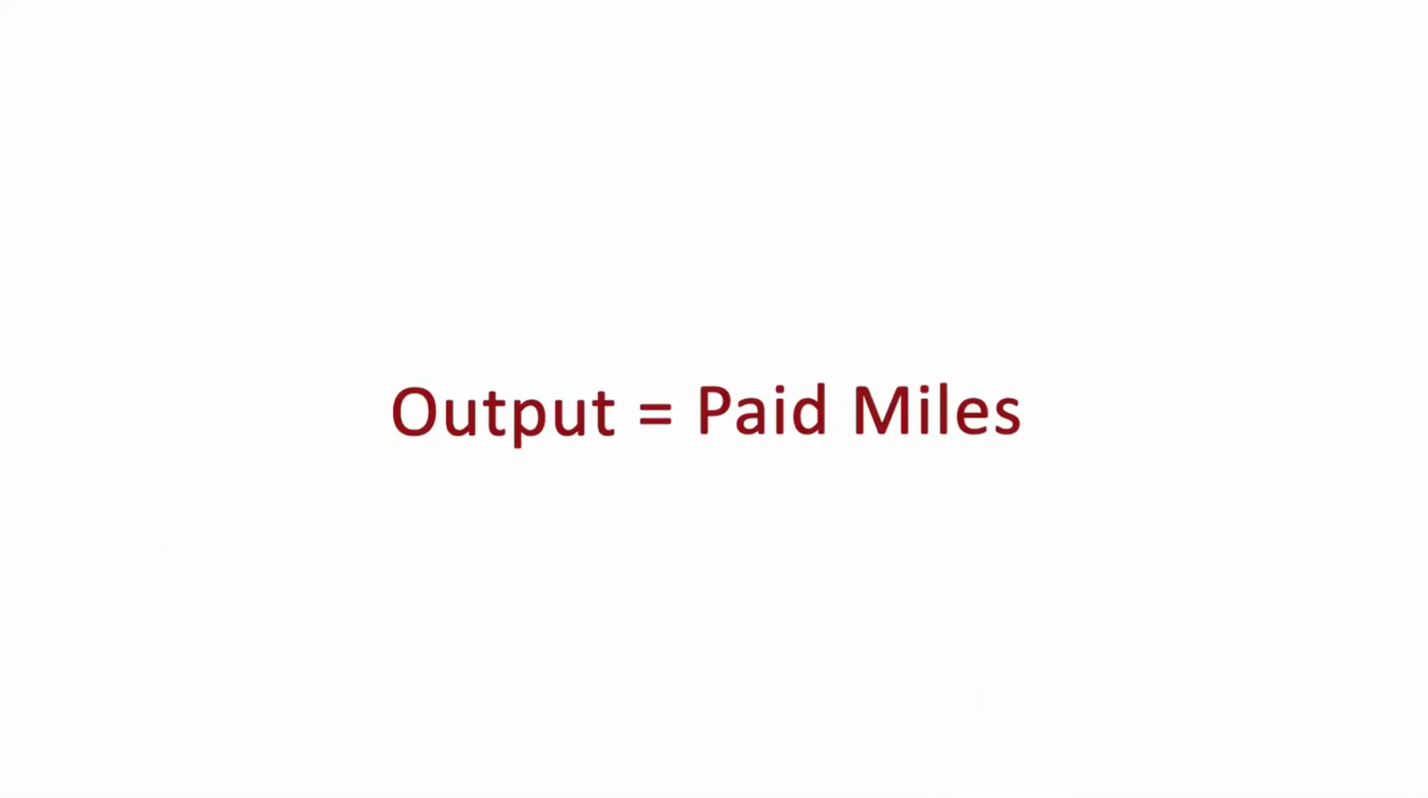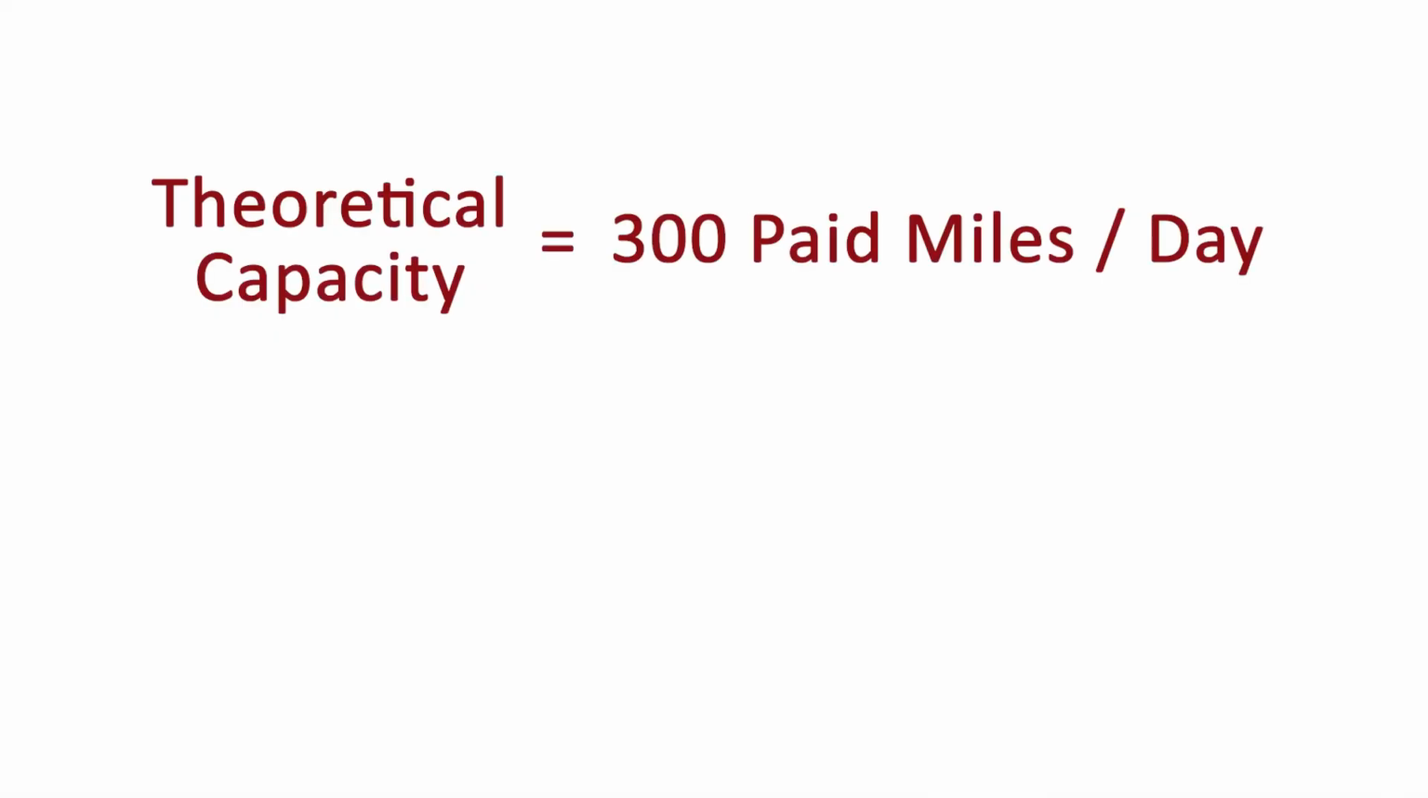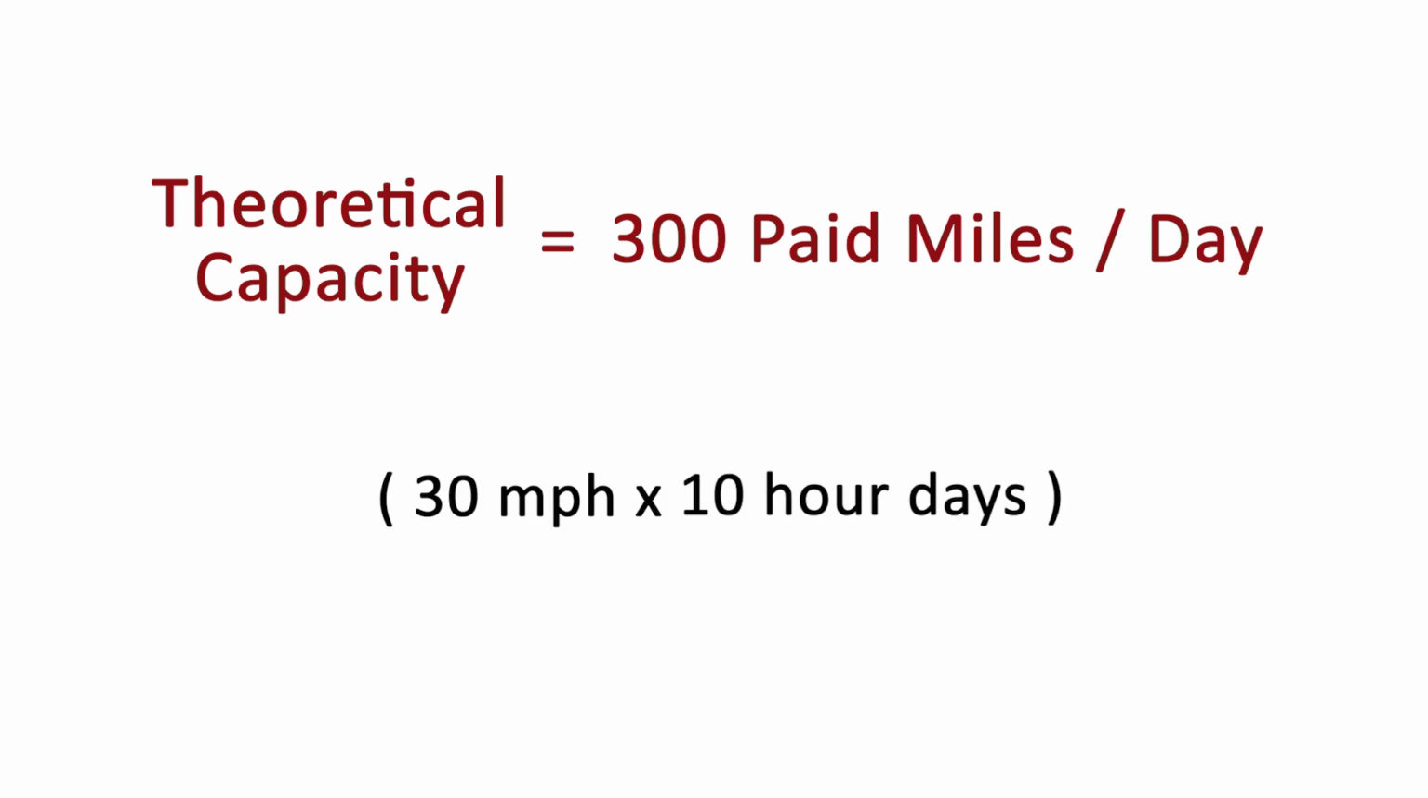This is a productive asset whose productive output is the number of miles it drives paying customers. We calculate that a taxi driver and his taxi have the theoretical capacity to sell, to output, 300 paid miles of journeys per day. If he were to drive it 30 miles per hour for his 10-hour shift, we could fairly calculate his theoretical capacity at 300 miles per day. The car can easily do this, and it's quite reasonable within the bounds of the law.